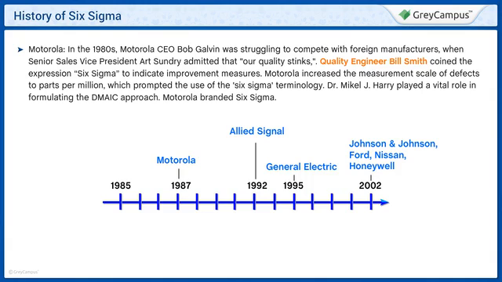Motorola saved $17 billion from 1986 to 2004, reflecting hundreds of individual successes in business areas like sales and marketing, customer service, transactional processes, and product design. Dr. Michael J. Harry played a crucial role in formulating the DMAIC approach.